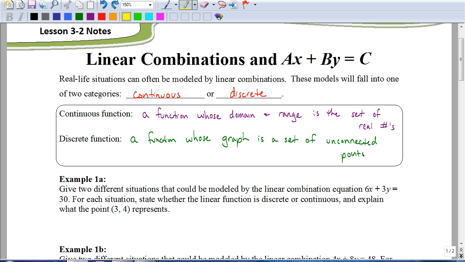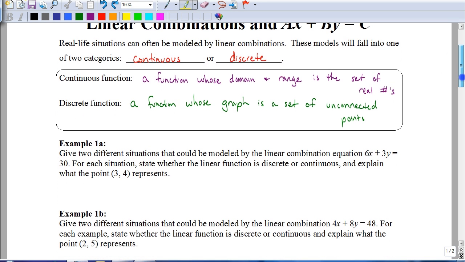A discrete function is a function where if we were to graph it, it would just be a set of unconnected points. So another way to look at that, we've talked about discrete before, but discrete, again, just means that it's a situation where it's not okay to use decimals. Continuous, it's okay to use decimals because it's nonstop. Discrete, it's separate points, so it's not okay to use decimals.